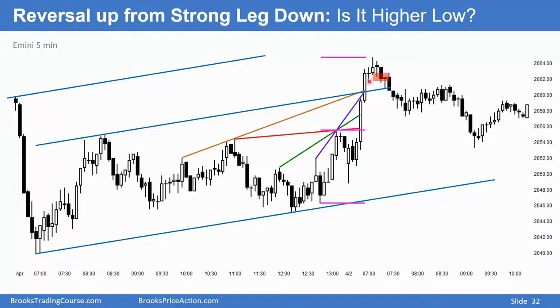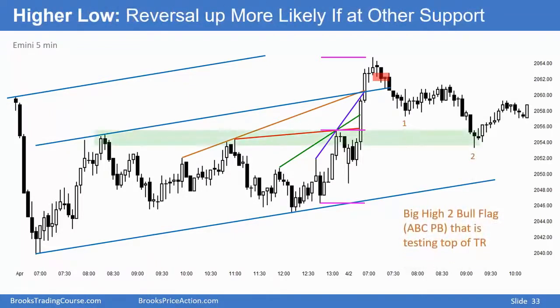At this point, I think it looks bullish. 2 legs down, 1 pullback, 2, and the pullback looks much weaker than the rally, and we're forming a higher low, and a breakout test, a pullback to the top of this trading range. High 2 bull flag, 2 legs down, 1 pullback 2. You can call it an ABC pullback, A, B, C, testing the top of the trading range.